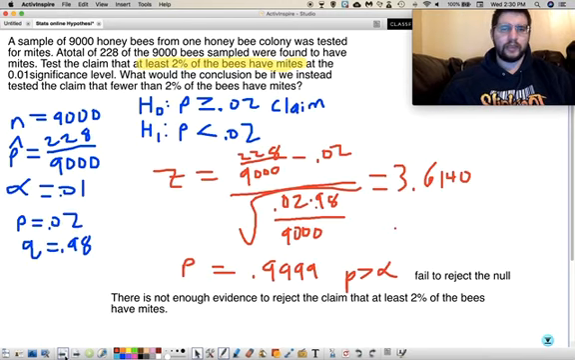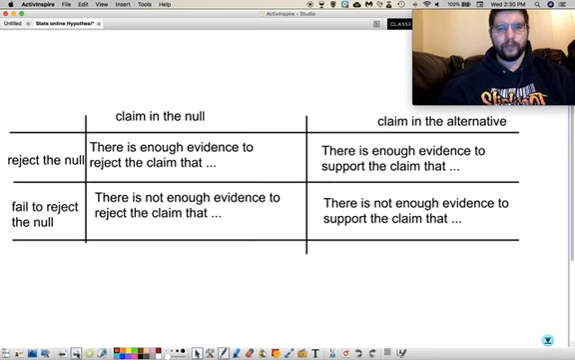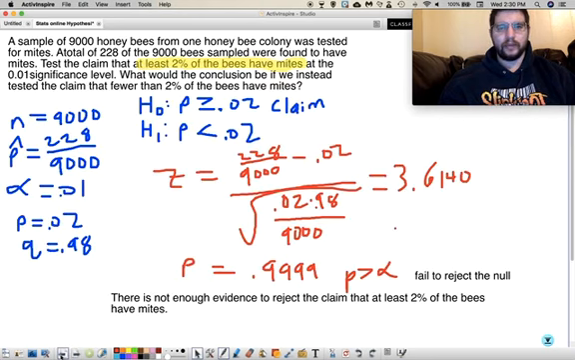That fewer than 2% of these have mites. So where your claim goes and whether or not we reject the null tells you how to write your conclusion. Again, usually our claim is going to be in the alternative, but not always. Pay close attention to where your claim's at.